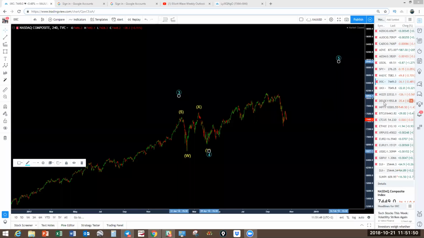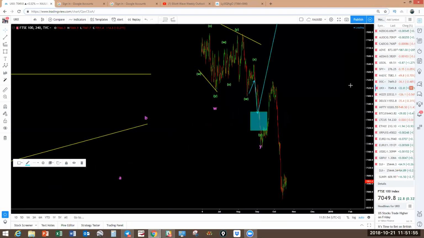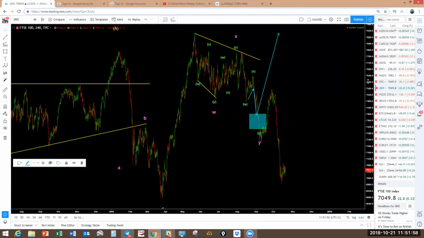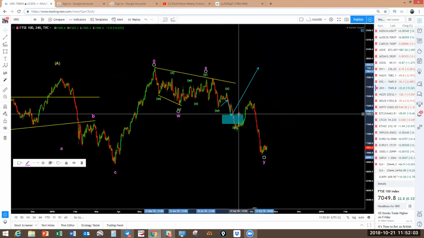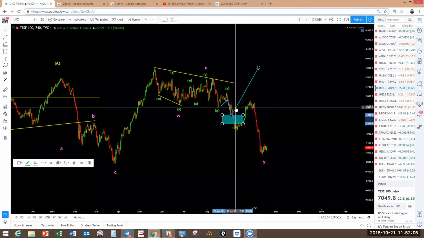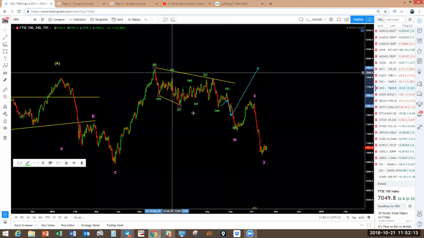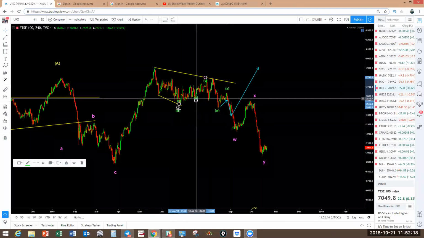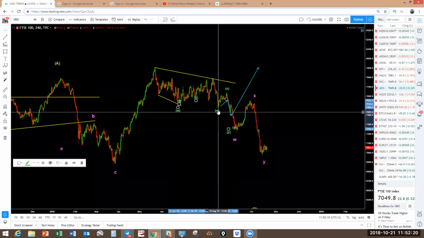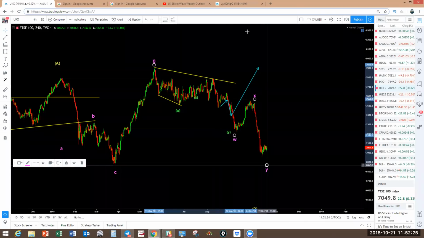Now we look at the rest of the pairs and UK 100. UK 100 still looking to drop, also did not come. All my indices did not update. I don't know why. Okay, so I'm going to update this like this. So W, so X, and then a Y. Let's take this off. Okay, so it looks like we're still going to drop a little bit more.